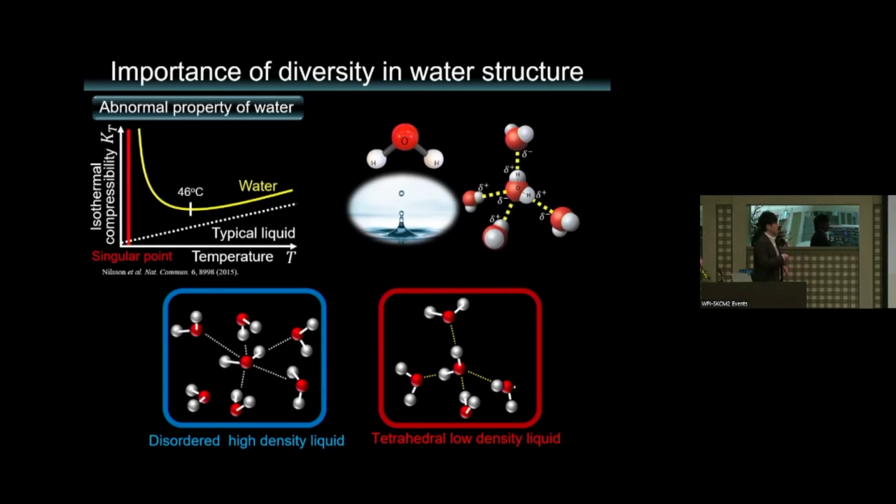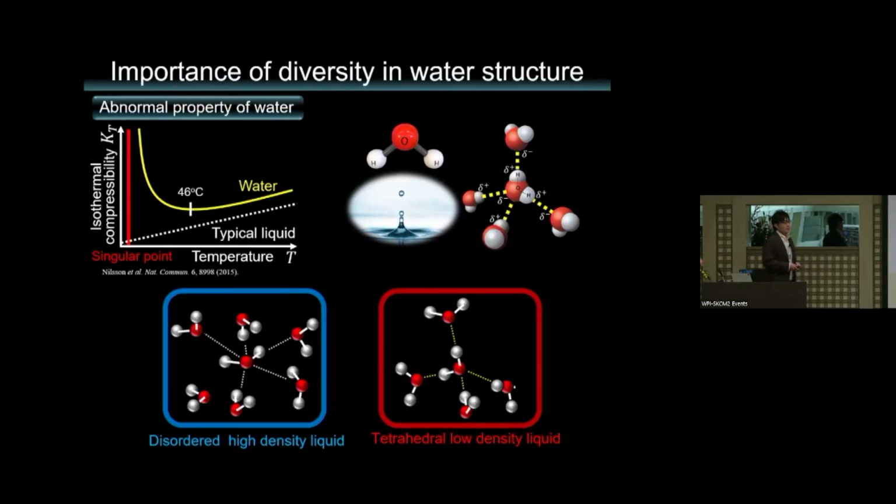As I indicated by the white dotted line, the typical liquid shows a linear dependency. However, water shows a nonlinear dependency, and it tends to diverge at a singular point under certain pressure and temperature conditions. However, the origin of the unique properties of water is still unclear.